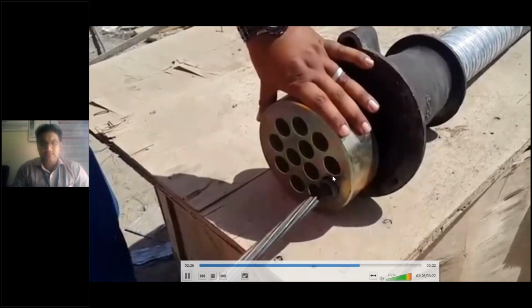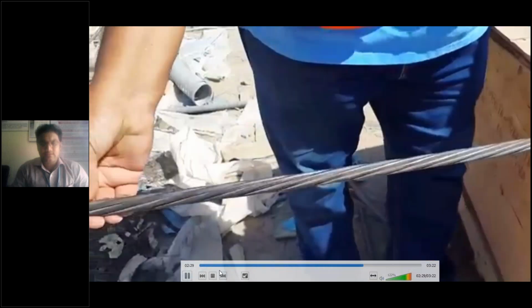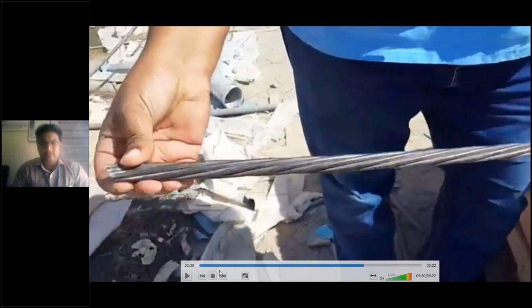What is the purpose of the wedge? So I told you what is the purpose of the wedge. Wedge is going to be useful to hold the strand within the position. Strand ni position lo hold cheyadaniki use avutundi anamata wedge. Okay, and this is strand.